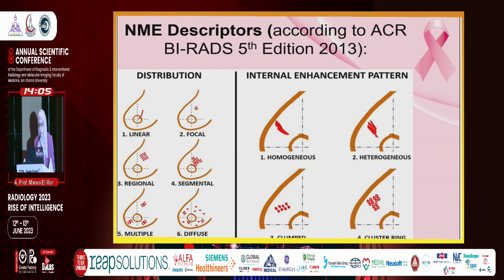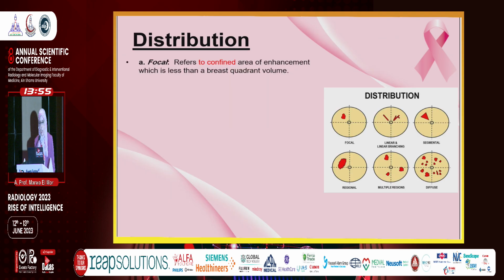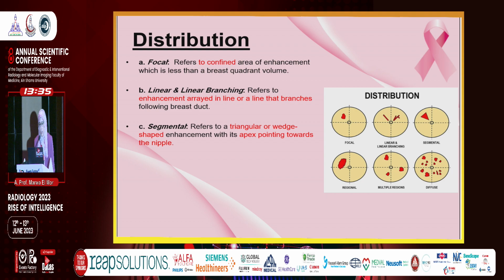The non-mass enhancement descriptors, according to the same BI-RADS lexicon, are further defined according to the distribution and internal enhancement pattern. According to their distribution, they are defined as focal, which is a confined area of enhancement representing less than one breast quadrant volume; linear, branching enhancement arrayed in a line or a line parallel that branches following a breast duct; segmental, which is triangular or wedge-shaped enhancement with its apex pointing towards the nipple.